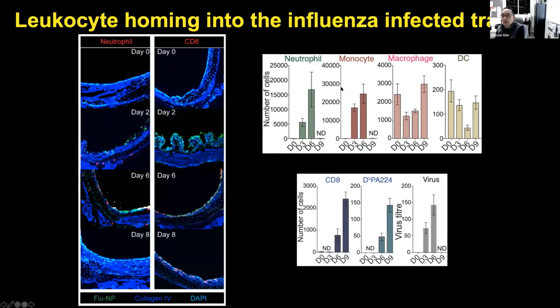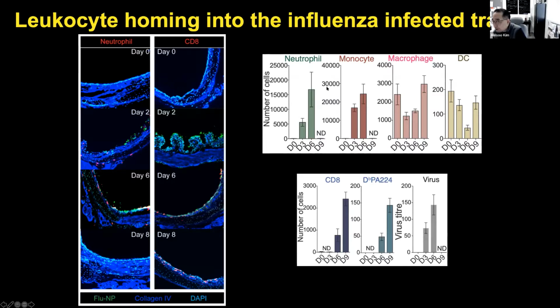With this mouse model, one of our first questions was: we have so many different types of immune cells, like innate immune cells and adaptive immune cells. How do these different types of immune cells work at different time points? What are their kinetics, especially during active infection? So we started to look at the different types of immune cells, starting from neutrophils. Neutrophils come into the influenza-infected trachea within hours, and they peak around day 6.